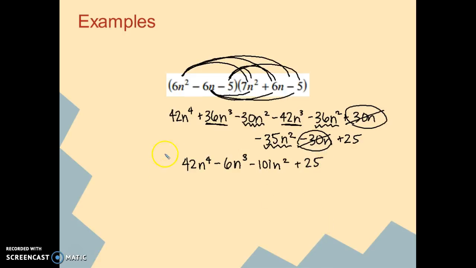Okay, so FOIL is the same idea, but now because I have extra terms, I just take everything from my first parenthesis and multiply by everything in the second parenthesis.